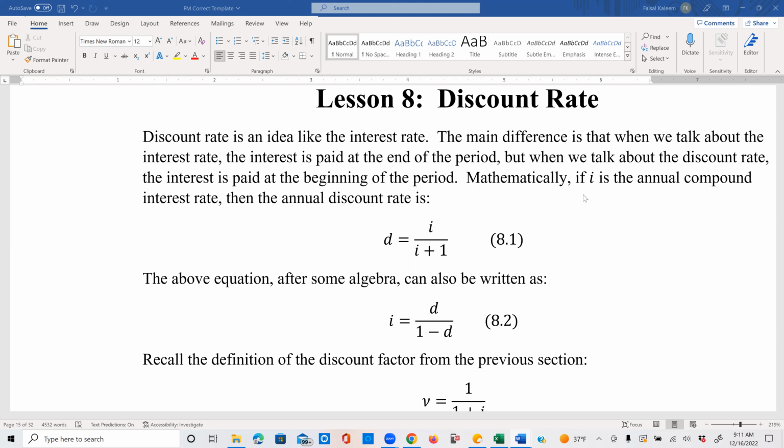Now, mathematically, if i is the annual compound interest rate, then the annual compound discount rate is given as d is equal to i over 1 plus i. And the above equation, after some algebra, if you solve it for i, you will get i is equal to d over 1 minus d.